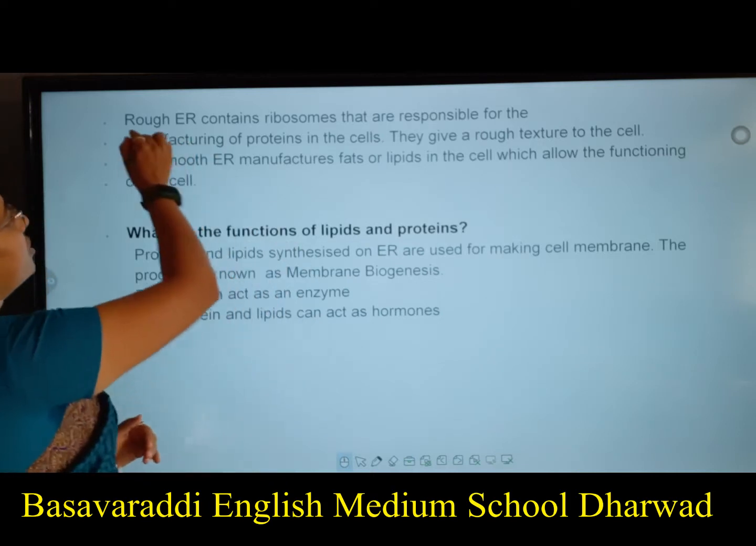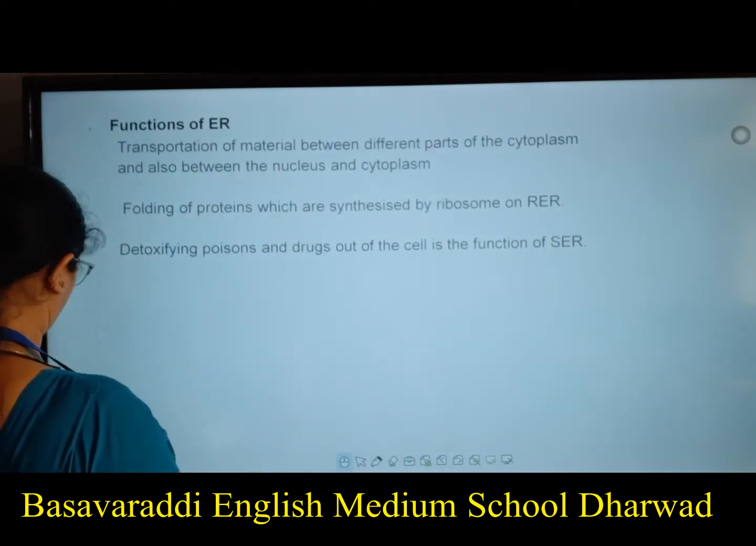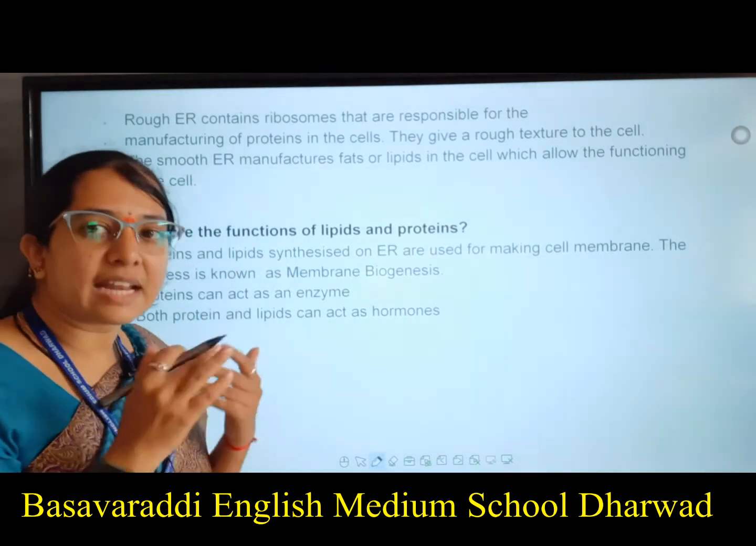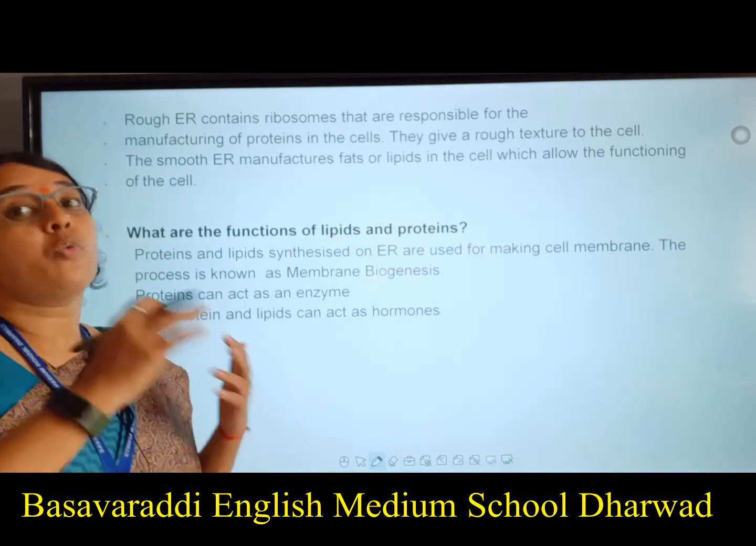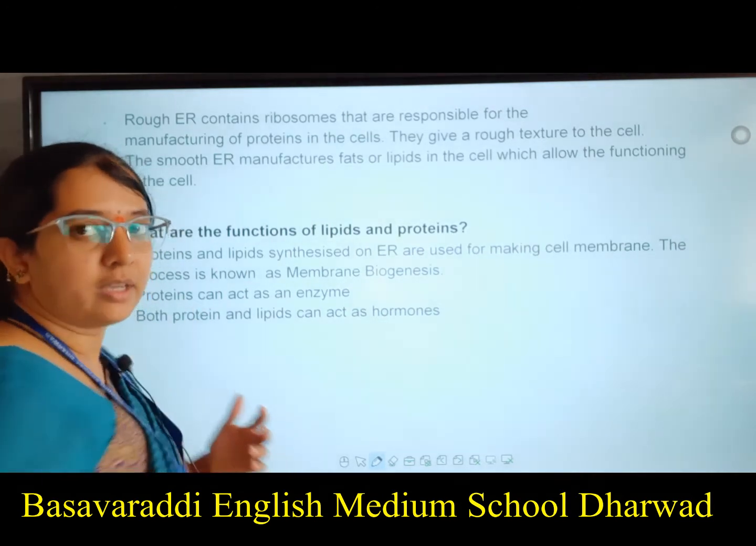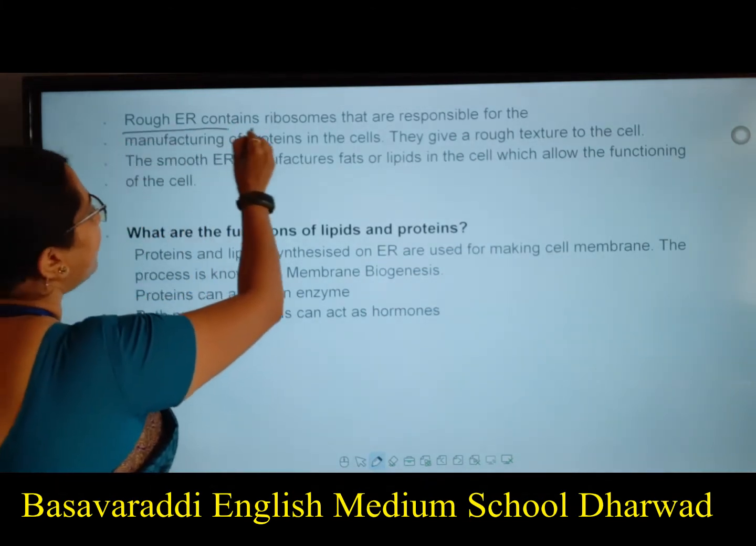Now let's go through one by one what function the rough endoplasmic reticulum does and what function the smooth endoplasmic reticulum does. So, moving on to the rough endoplasmic reticulum.